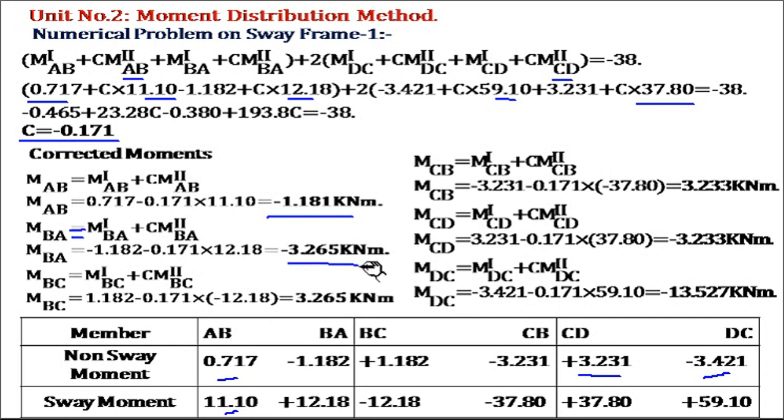So we get the value as minus 3.265. Likewise, we will find out for member BC, then CB, CD and DC. So these are the values for moment in member CB, moment in member CD, as well as for member DC. Addition of non-sway moment plus correction factor into the sway moment. So these are the corrected moments in the different members of a frame.